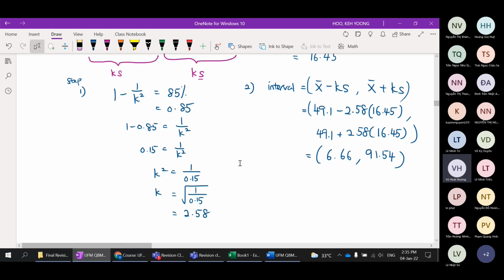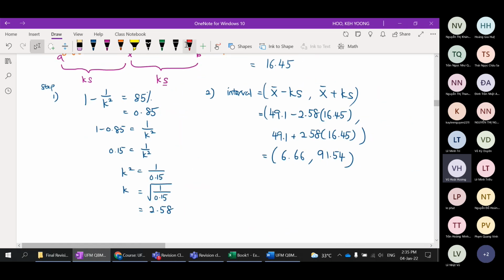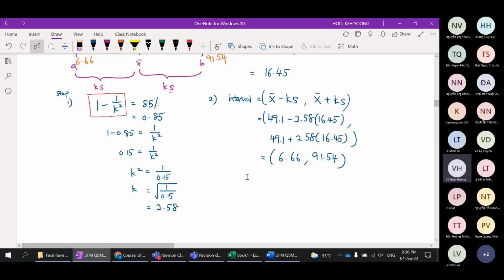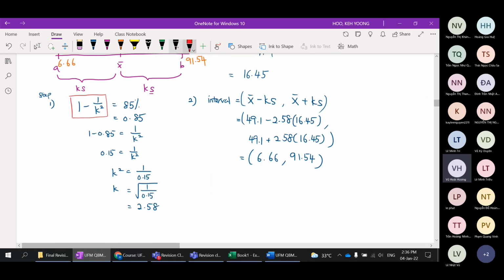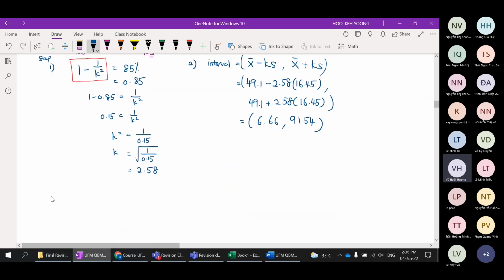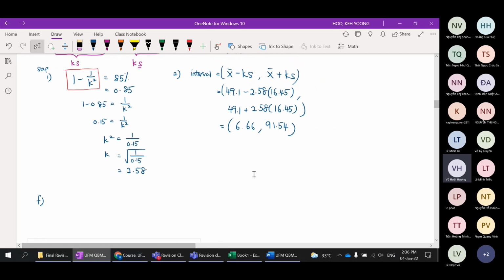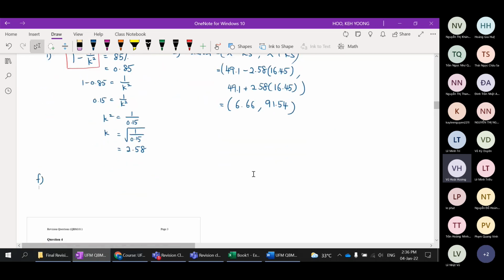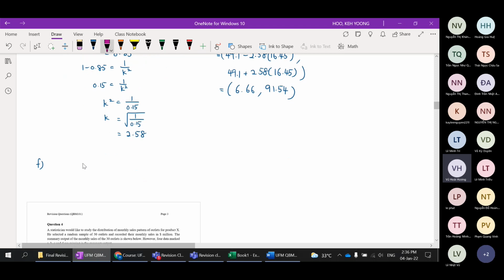Okay, so remember this formula, 1 minus 1 over k squared, is to find the percentage. In question E, you are given the percentage already, so we need to find the k, and then we find the interval. Now, if the interval is given, you want to find the percentage. So there will be 3 steps. Let's illustrate this using the graph.